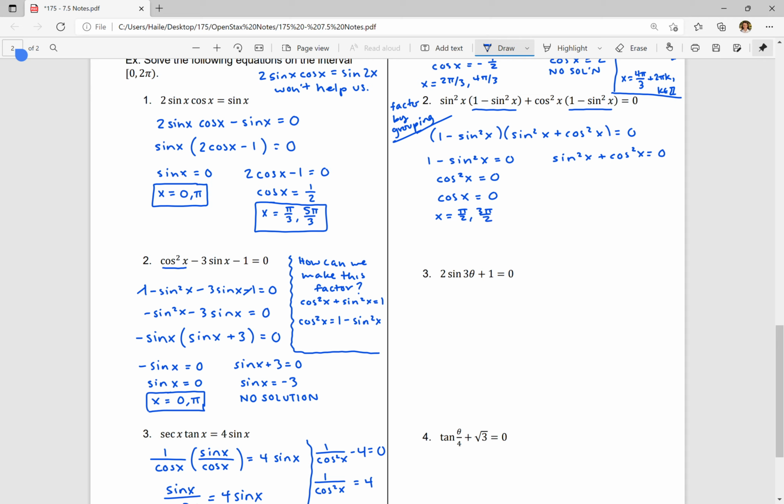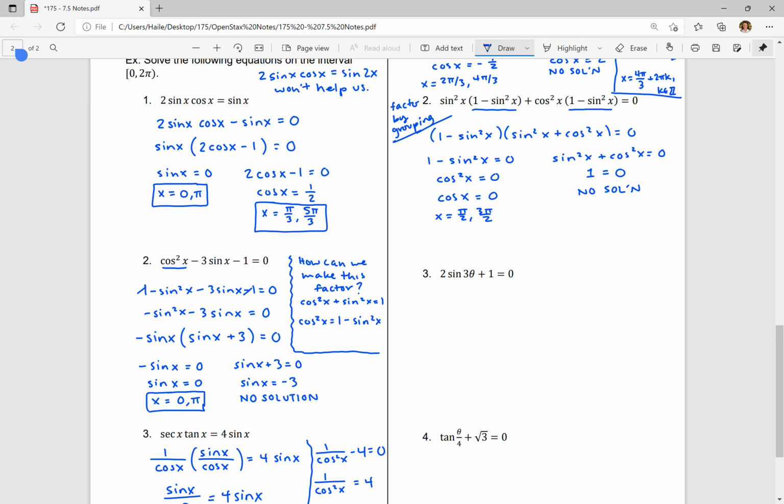In the second factor, sine squared x plus cosine squared x gives us that Pythagorean identity, which we know is equal to 1, which says that 1 equals 0. Well, this is absurd. 1 cannot equal 0, so we get that this has no solution.